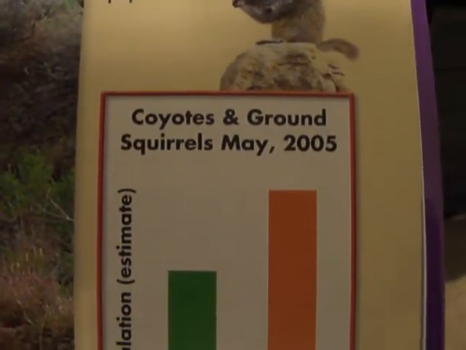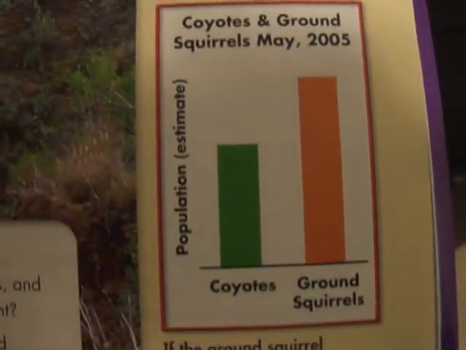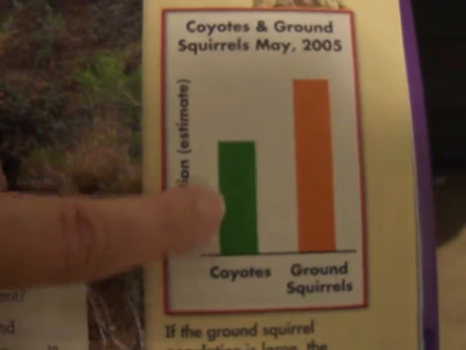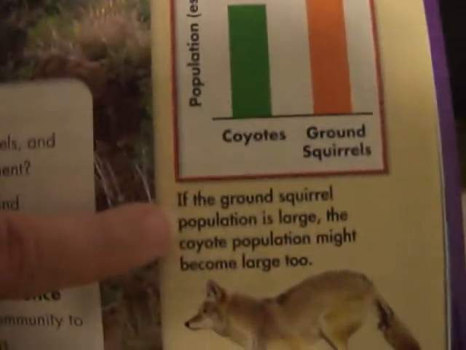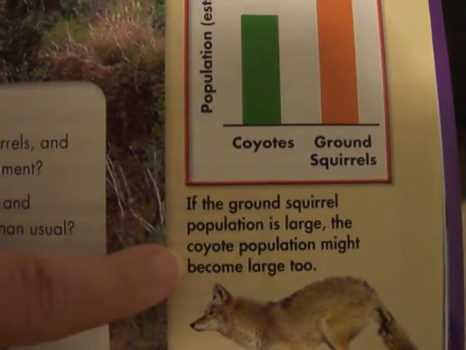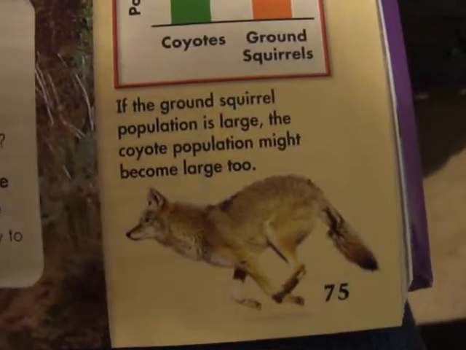Coyotes and ground squirrels, May 2005. Whoa, there's a big difference there. Now, a few years later, there's a lot more coyotes. If the ground squirrel population is large, the coyote population might become large too.